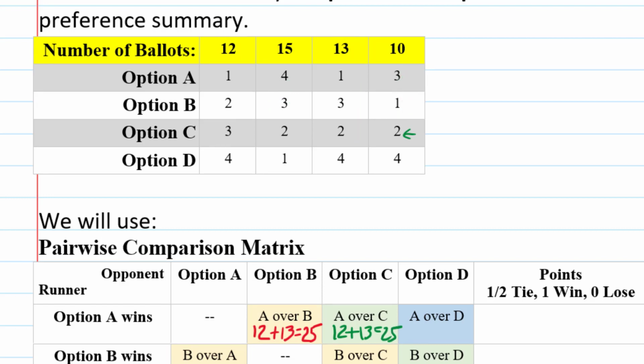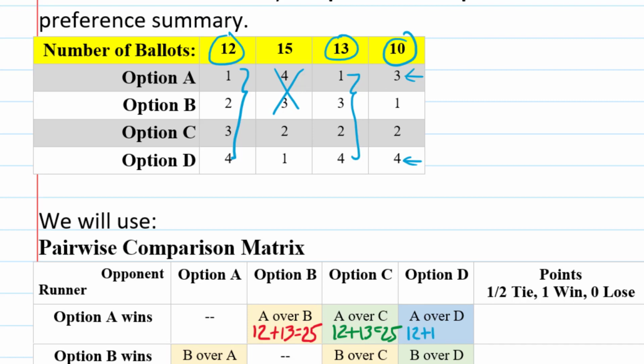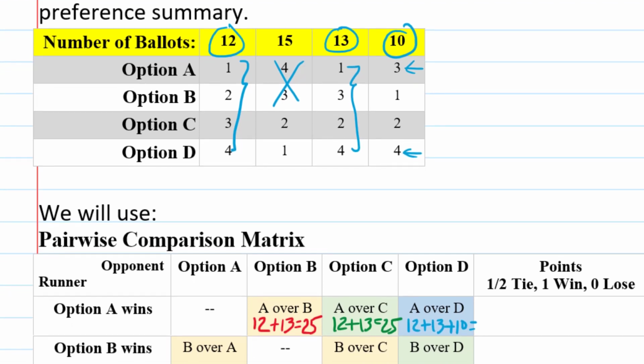Again, now let's check A over D. A wins in the first column for sure, first to fourth. A always loses in that second column. A always wins in this third column. And let's see, A got 3rd and D got 4th in this last column. So A beat D in this one as well. So for this one, we're going to have 12 plus 13 plus 10 equals 35.